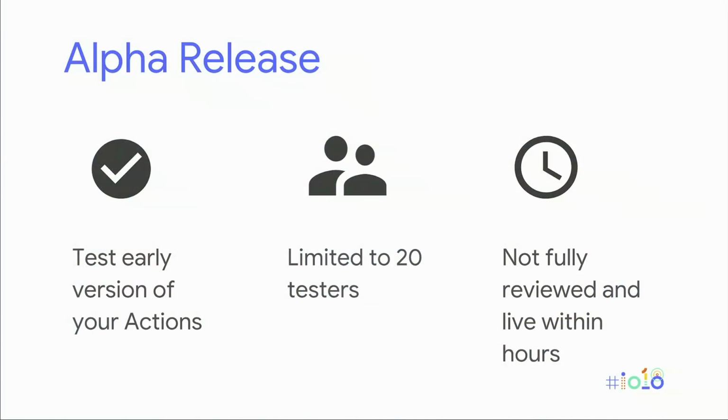Your action goes through a limited review, and this is great to get early feedback on your action. Give it out to a small test group. And one of the other advantages of the alpha releases is that the review process is much shorter, within hours. So that way you can just make a fix, test it with some users, and iterate very, very quickly and get that feedback that you need so that when you're releasing to a larger audience, you've gotten through all the bugs and all the design issues.